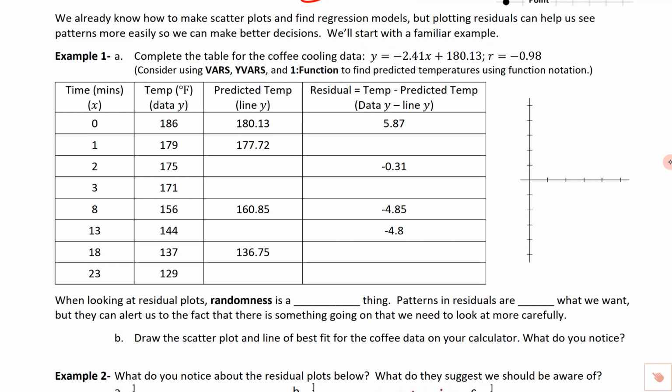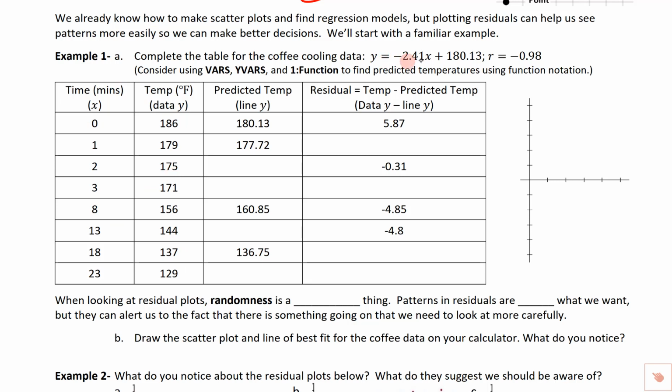There's a whole bunch of stuff going on here, and this is what it takes in order to calculate residuals. Don't worry, it's not nearly as bad as it looks. This is the coffee cooling data. Remember, it started off at 0 minutes, right when we start the stopwatch, at 186 degrees, and then it slowly cools down.